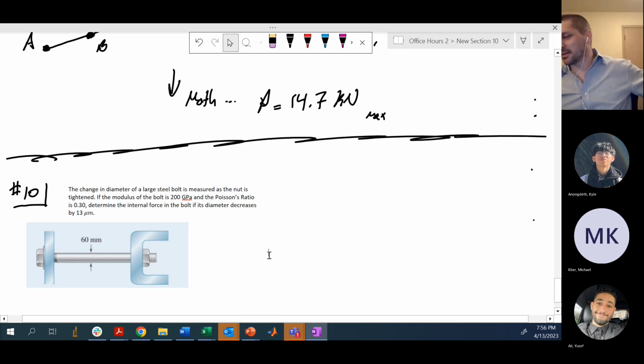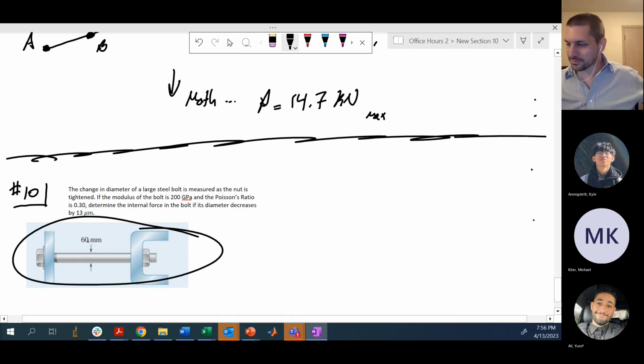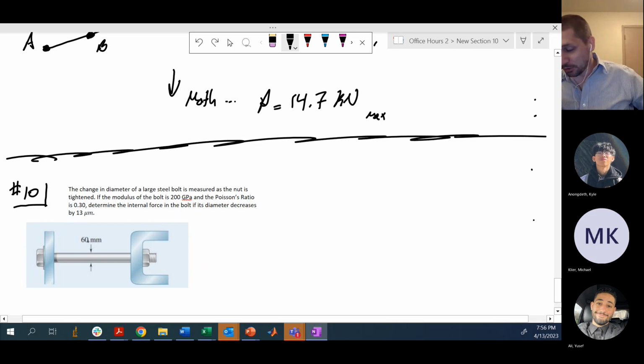All right. So here we have some bolt connecting 2 components together. The bolt's 60 millimeters in diameter, or sort of approximated by a solid tube of 60 millimeters in diameter. And this nut is being tightened. The modulus of the bolt is 200 GPa, Poisson's ratio 0.3. Determine the internal force in the bolt. The diameter decreases by 13 micrometers.